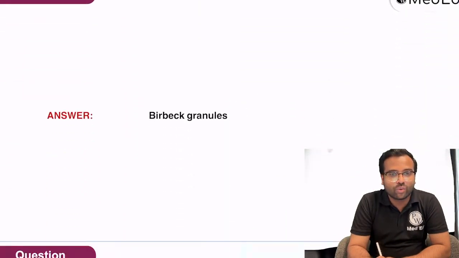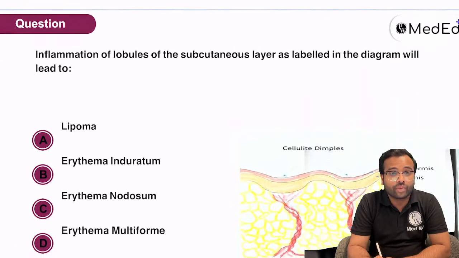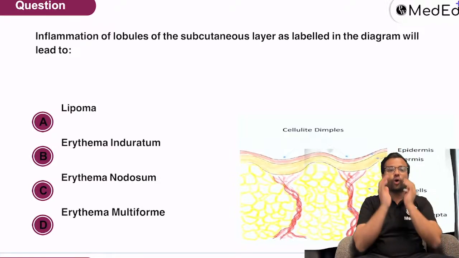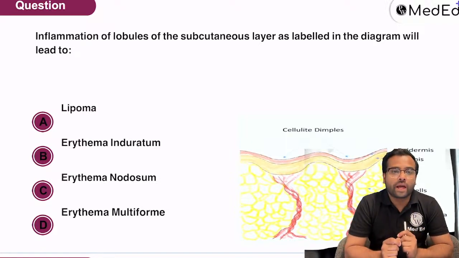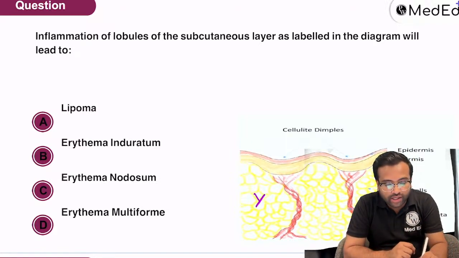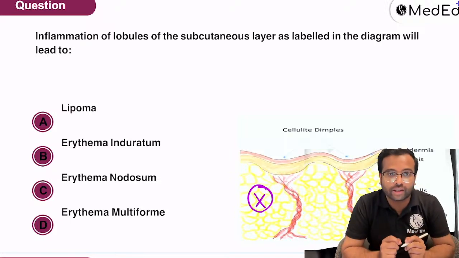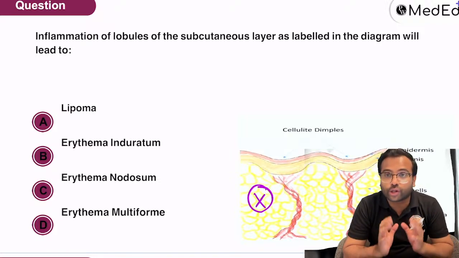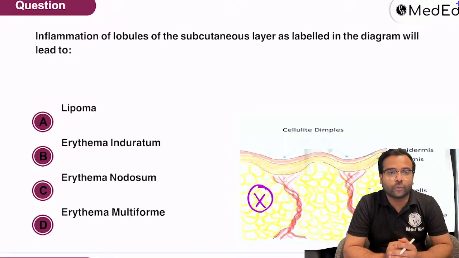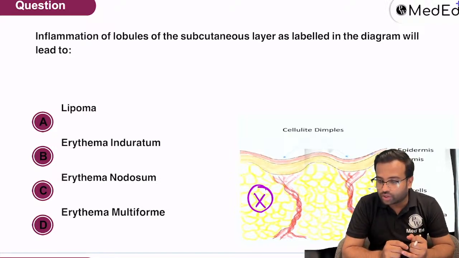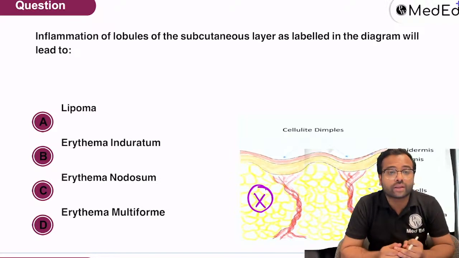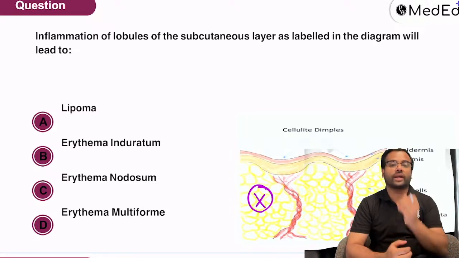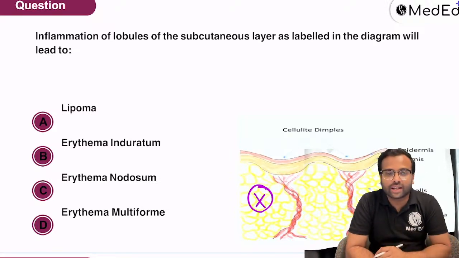So now let's see what is the next question. So there is an inflammation of the lobules of the subcutaneous layer, which is labeled in the diagram, and this will lead to. So what the question here is, if there is an inflammation somewhere here, which is called as the subcutaneous lobules, what can it lead to? Is it a lipoma, which is a benign tumor of fat cells? Is it erythema induratum? Is it erythema nodosum or erythema multiforme? So what is the right answer going to be?